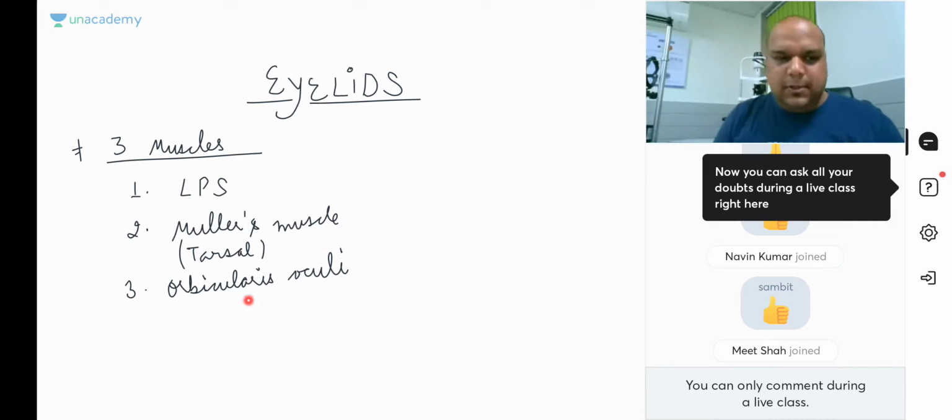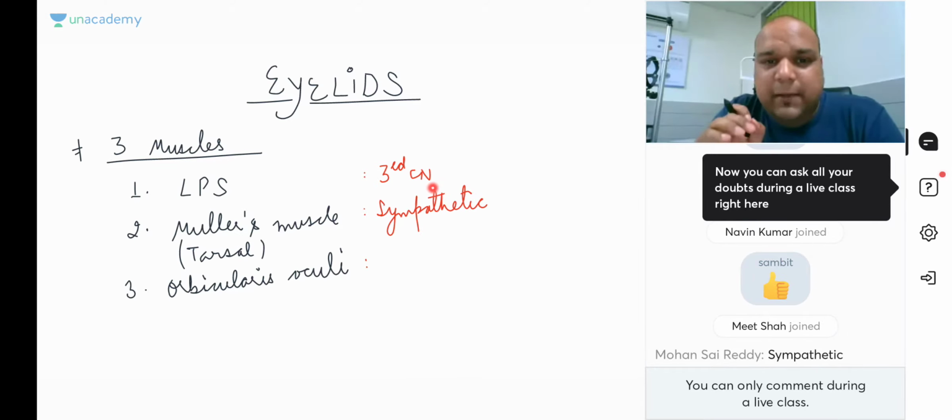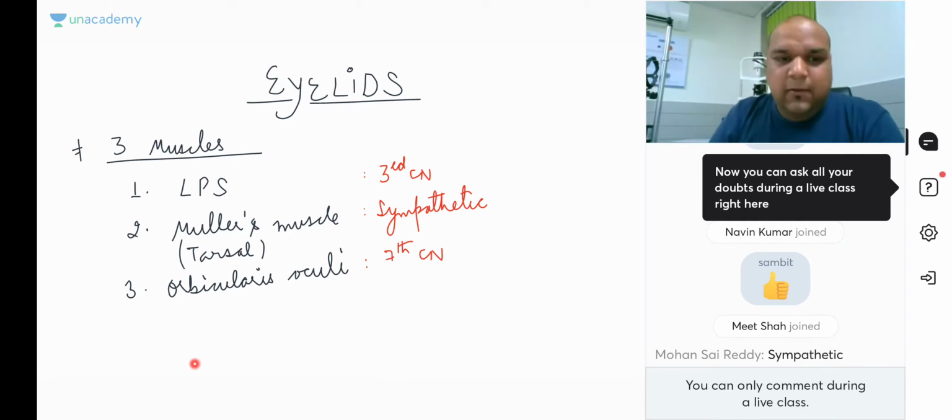Let's see the nerve supplies of each, everybody: LPS, Mueller's, and orbicularis. We have studied LPS in third cranial nerve palsy, that all the extraocular muscles are supplied by the third nerve except SO4-LR6, and LPS is also counted as an extraocular muscle. Whereas Mueller's muscle, if you remember, was paralyzed in Horner syndrome. Yes, first class, everybody, is sympathetic. If it was paralyzed in Horner syndrome, that means the nerve supply was sympathetic. And orbicularis oculi, again, we have discussed it somewhere or the other: corneal blink reflex. If you touch the cornea, the fifth nerve goes, then the seventh nerve comes to the eyelid in which muscle? Orbicularis oculi.